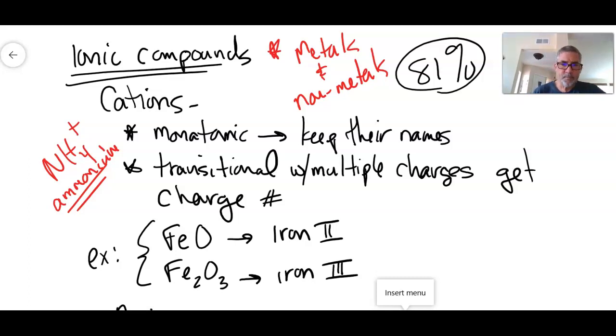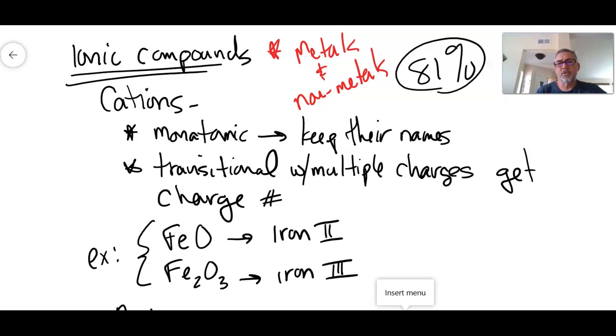So anyway, let me get rid of those. And we'll start. Okay. So cations. So monatomic cations keep their names. So for instance, still sodium, still potassium, still aluminum. So whatever the names on the periodic table are, it's the same name.